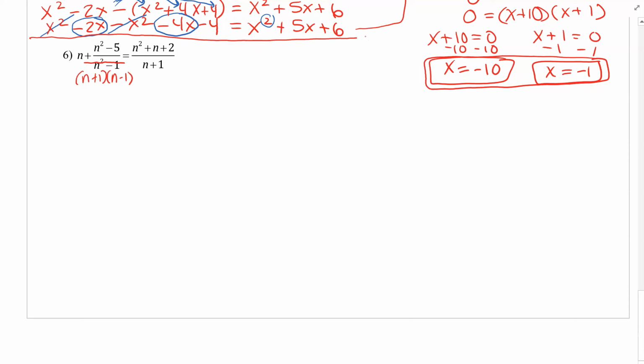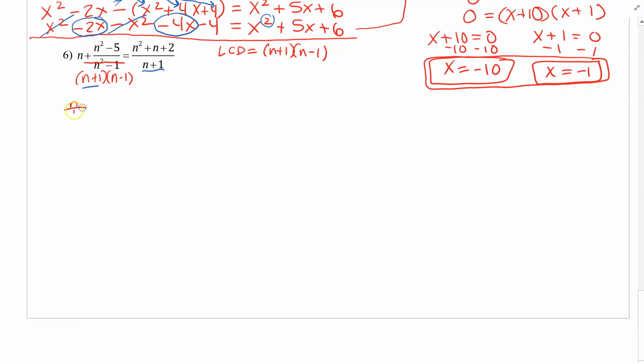Okay, so my LCD already has a common factor, right, n plus 1, so I only need to use that one time. I do not need to use it twice. I just use the common factor of n plus 1 once, and then I have this remaining factor of n minus 1. So this is my LCD, just the one common factor times the one remaining factor. And then I'm going to multiply that to both sides of this.